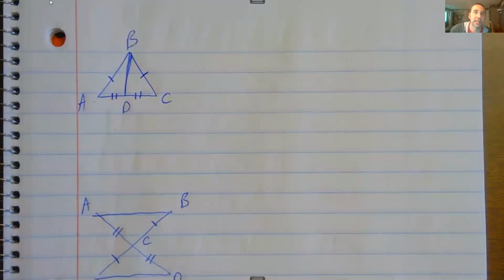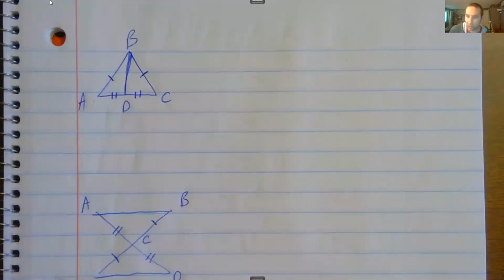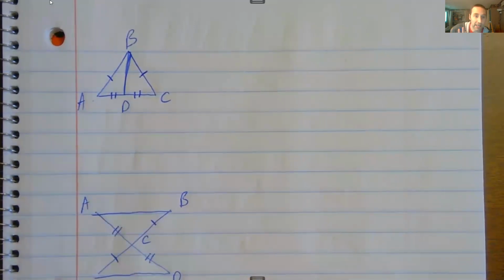Full disclaimer here, you can never trust my drawings. My drawings are not going to be drawn to scale. And we can only go by what the markings tell us. So the markings tell me these 2 sides, segment AB and segment BC are congruent, and segment AD and segment BC are congruent.